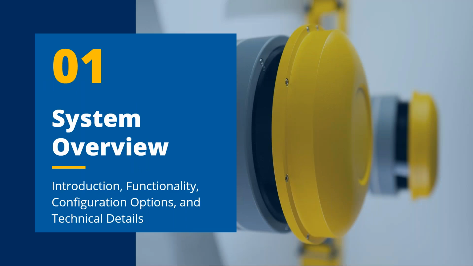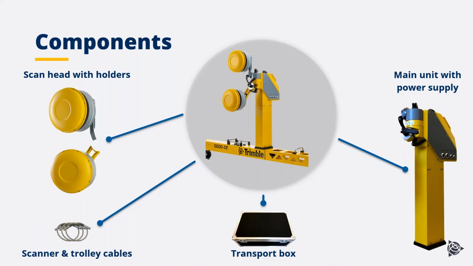So starting off with the system overview, we have our GEDO CE2 trolley system, and based on that trolley system, we can add the so-called main unit that comes with the power supply and data storage. That main unit functions as the carrier for the scan heads. Can be one or two scan heads. We'll look into those configuration options in a few slides.